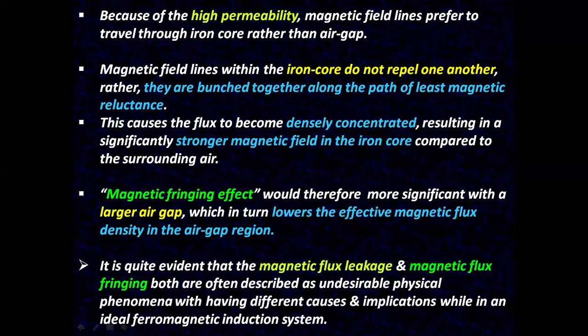The magnetic fringing effect would therefore be more significant with a larger air gap, which in turn lowers the effective magnetic flux density in the air gap region. It is quite evident that magnetic flux leakage and magnetic flux fringing are both often described as undesirable physical phenomena, with different causes and implications, in an ideal ferromagnetic induction system.